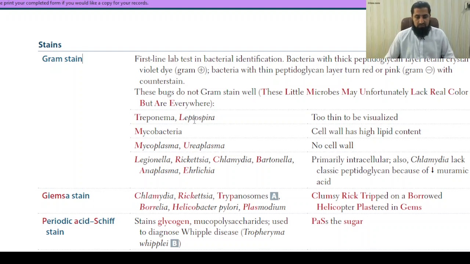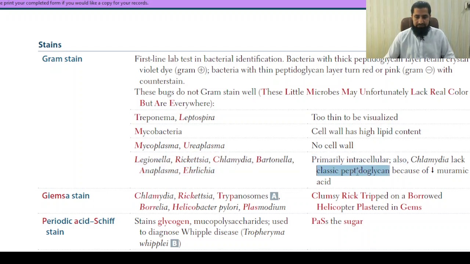So Treponema, Leptospira, tend to be hard to visualize. Mycobacteria: the cell wall has high lipid content. Mycoplasma and Ureaplasma have no cell walls. Legionella, Rickettsia, Chlamydia, Bartonella, and Anaplasma are all primarily intracellular microbes.